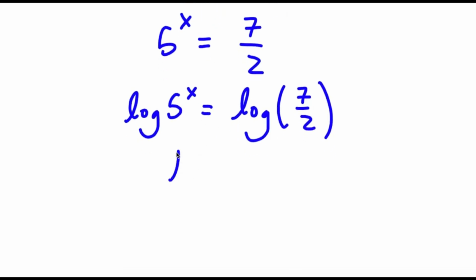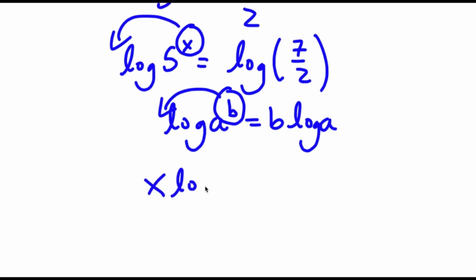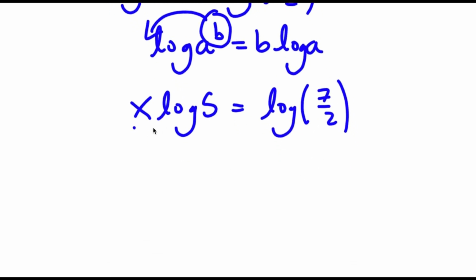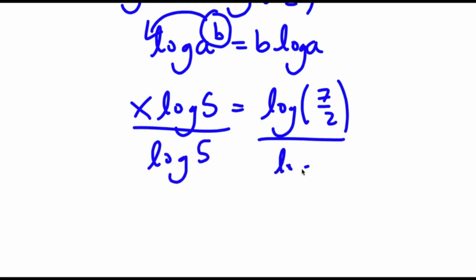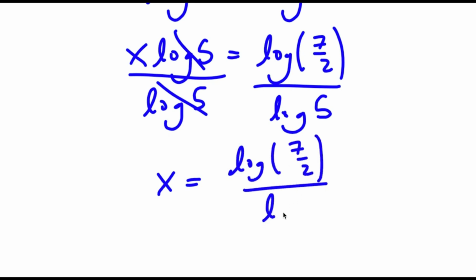Now if I have something in the form log a to the power of b, I can move this exponent b to the front. So it's going to equal b times log a. So in this case, I have log 5 to the power of x, and I can move x to the front. So now I have x times log 5 is equal to log 7 over 2. Now I'm going to divide both sides by log 5. These two cancel out, and I get x is equal to log 7 over 2 over log 5.